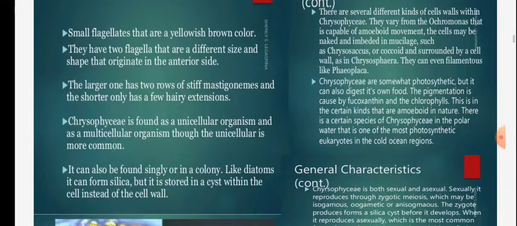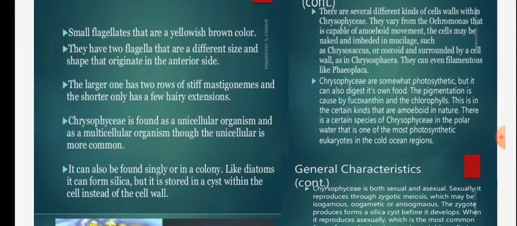Then Chrysophyceae members are photosynthetic but can also digest their own food. The pigmentation is caused by fucoxanthin and the chlorophylls. So this is a certain kind which shows the amoeboid nature. Certain species of Chrysophyceae are found in polar waters, and most basically these are photosynthetic eukaryotes in cold ocean conditions. On the other hand, these are small flagellates that are yellowish brown in color. They have two flagella of different size, shape, and origin on the anterior side. The larger one has two rows of stiff mastigonemes, and the shorter only has a hairy extension.